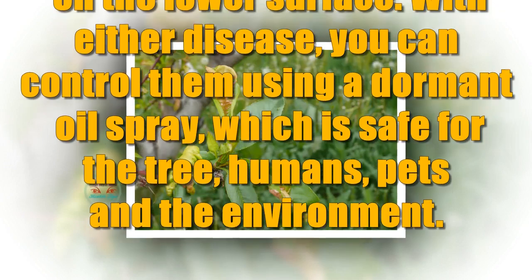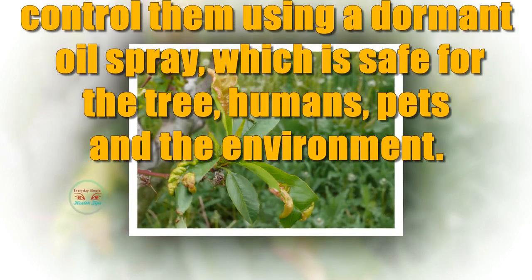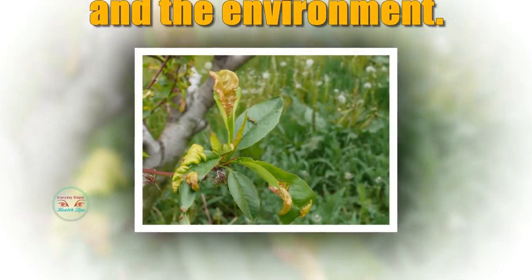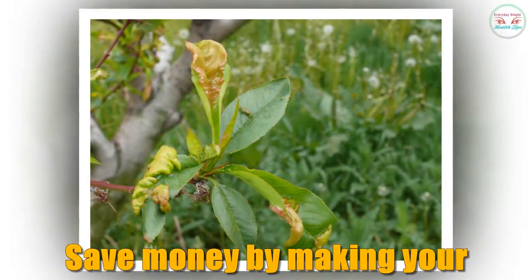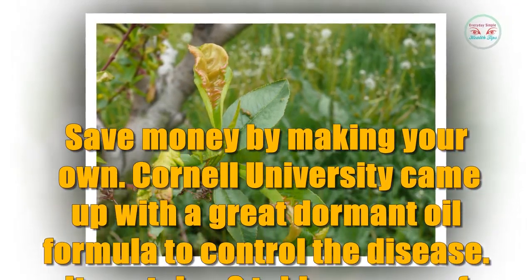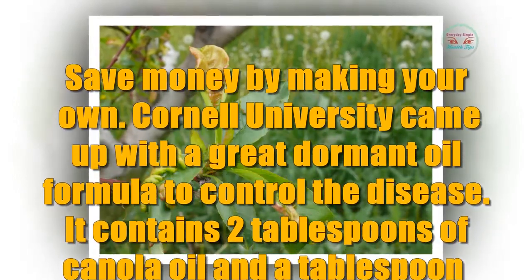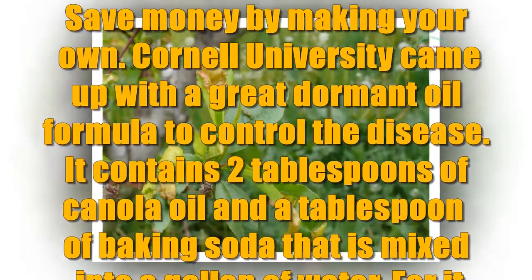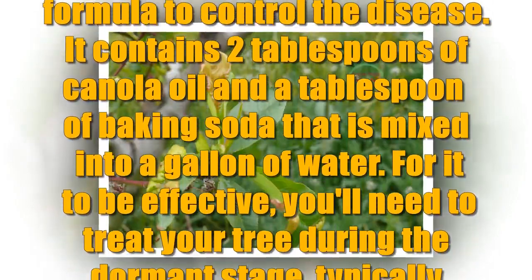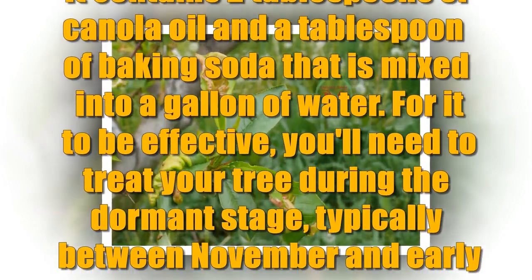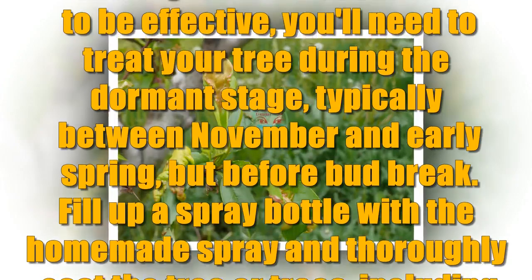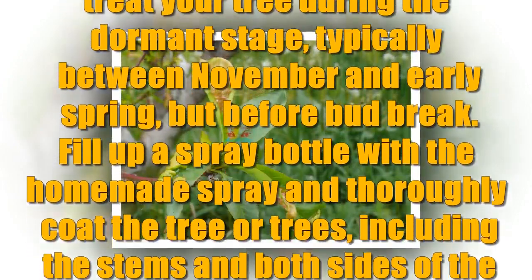With either disease, you can control them using a dormant oil spray, which is safe for the tree, humans, pets and the environment. Save money by making your own. Cornell University came up with a great dormant oil formula to control the disease. It contains 2 tablespoons of canola oil and a tablespoon of baking soda that is mixed into a gallon of water. For it to be effective, you'll need to treat your tree during the dormant stage, typically between November and early spring, but before bud break.